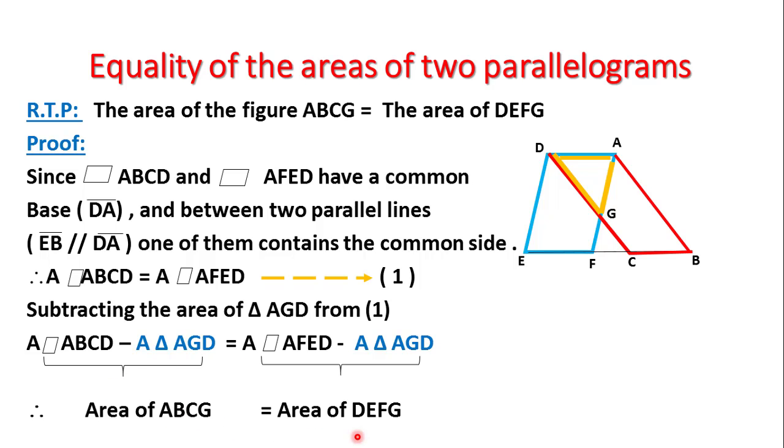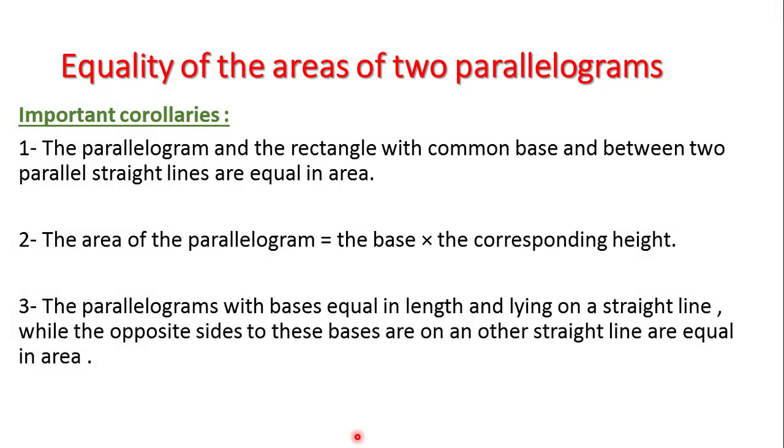Okay, let's continue. We have some important rules. Number 1, the parallelogram and the rectangle with a common base and between two parallel straight lines are equal in area, of course, because the rectangle is a special case of parallelogram. Number 2, the area of parallelogram equals the base times the corresponding height.